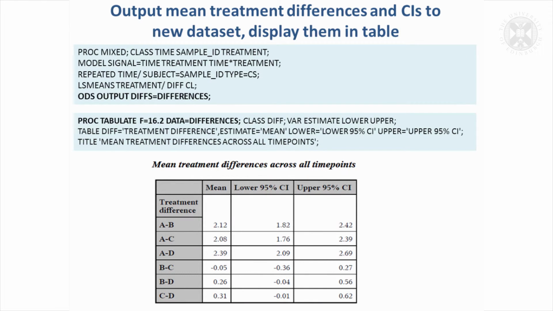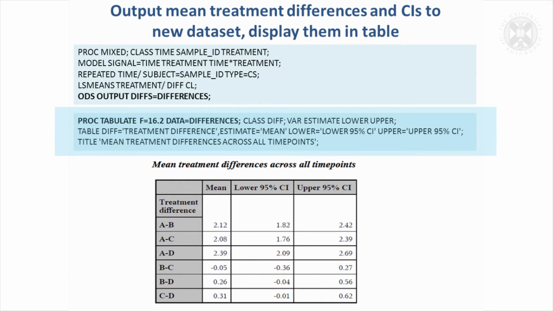As I said, anything you get out of SAS you can output to a new data set, so it might be helpful to get these differences between the treatment means into a new data set and then present it in a nicer way in a table. So there's a statement that you can use with a lot of the procedures, this ODS OUTPUT statement. ODS stands for Output Delivery System, and you would specify that you want to put the differences into a new data set which we'll call differences. And then you can go on to do a PROC TABULATE using this data set.